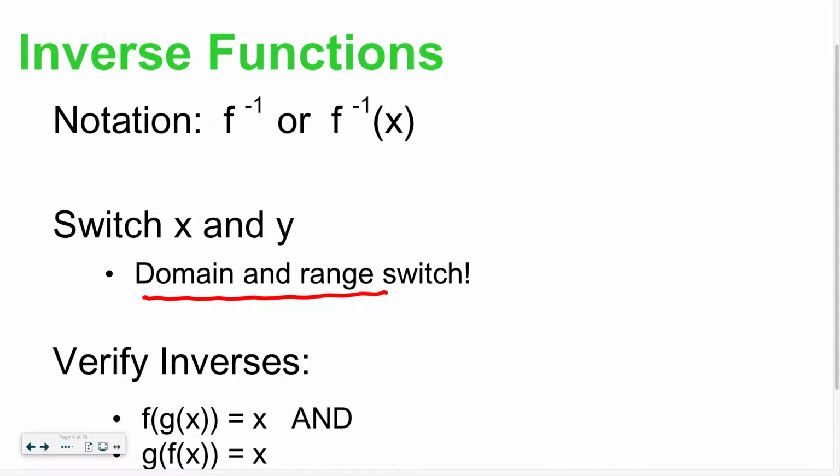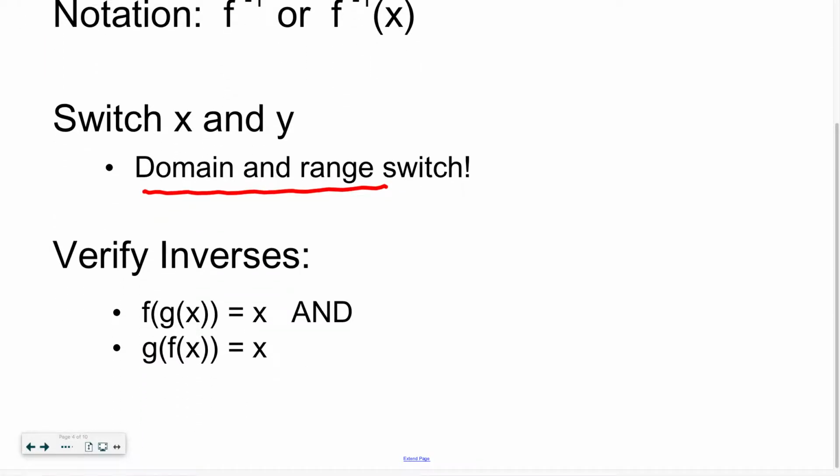And then down at the bottom, I just have a simple statement about verifying inverses. I wrote it as f of g of x and g of f of x, but of course you could replace that g with the f inverse if you wanted to. So if you do the composition f of f inverse and f inverse of f, it should always come out to equal x.